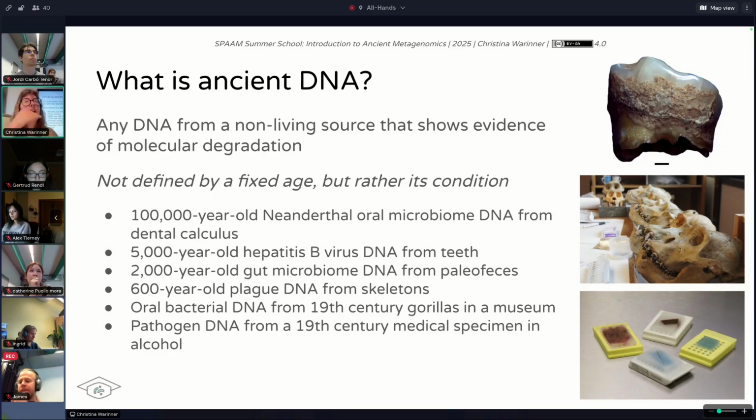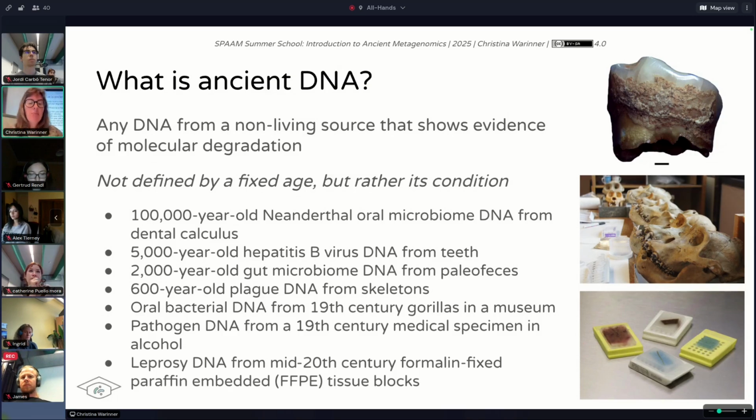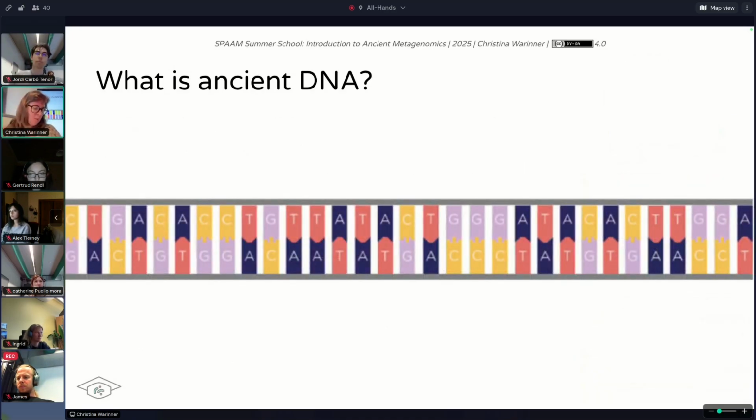Again, we're going to call that ancient DNA because it shows the predictable forms of molecular degradation that we expect for ancient DNA. And things like leprosy DNA from a mid-20th century formalin-fixed paraffin-embedded tissue block, we're also going to call ancient DNA because it has, again, those molecular forms of damage that mean that it has to be treated differently than modern DNA. It needs different precautions in the lab, and it needs different laboratory and bioinformatics protocols. So that's how we're going to define ancient DNA, not by a fixed age, but rather by the condition of the DNA. So let's go into more what we mean by its condition and the changes that can occur.